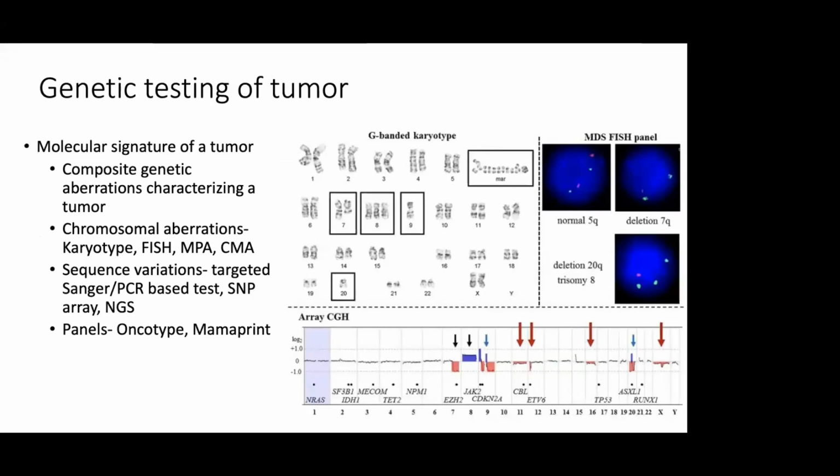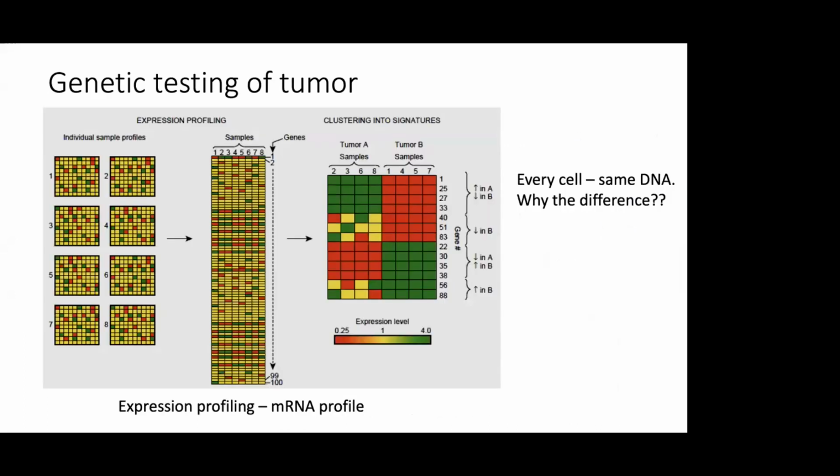Genetic testing of tumors: we have very limited experience. It is the composite genetic aberrations or mutations in the particular tumor tissue. All genetic techniques can be used to identify these. There are some customized panels which are already available, like MammaPrint, which is very commonly used in breast cancer. Then RNA profiling, expression profiling of tumors, is another very upcoming and commonly used technique for classifying tumors and for prognostication.